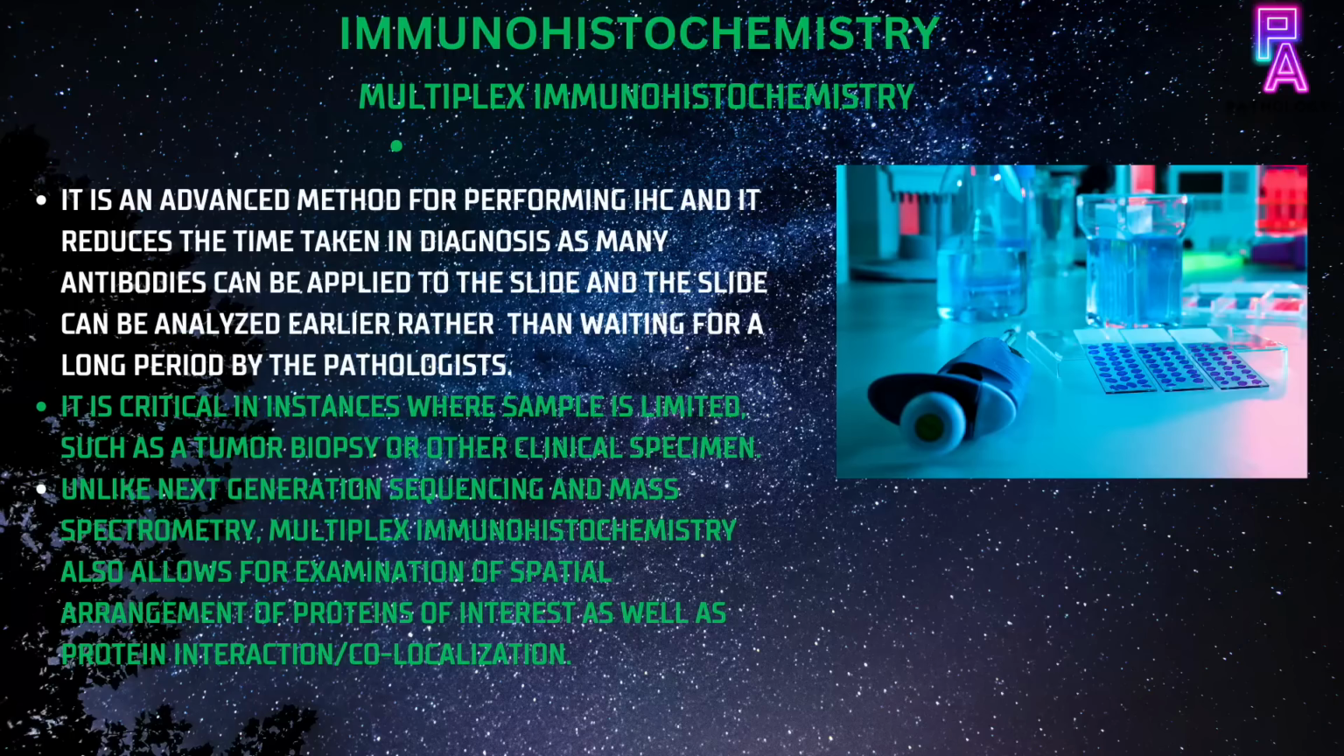Multiplex immunohistochemistry is an advanced method for performing IHC and it reduces the time taken in diagnosis, as many antibodies can be applied to the slide and the slide can be analyzed earlier by the pathologist rather than waiting for a longer period. It is critical in instances where a sample is limited, such as a tumor biopsy sample or other clinical specimens. Unlike next generation sequencing and mass spectrometry, multiplex immunohistochemistry also allows for examination of the spatial arrangement of proteins of interest as well as protein interaction or colocalization.